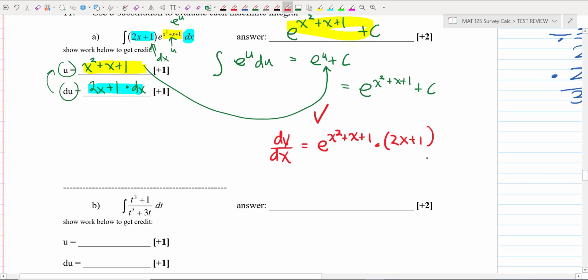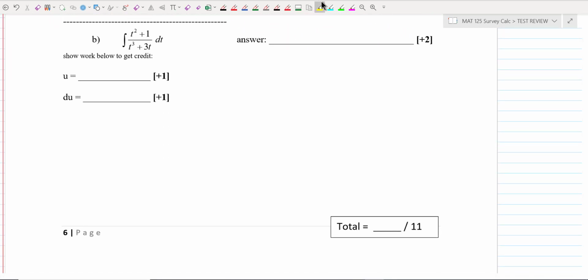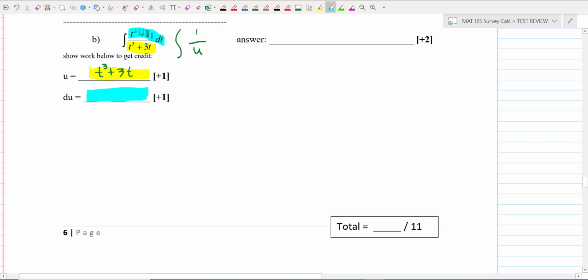Okay, now I'm going to do one more u sub, just to review one more of these. So this one, let's try the bottom. So let's see what we get here. All right, so let's let u be t to the third plus 3t. Now, that would give us maybe a 1 over u integral or something, which makes me think of a natural log. But the key here is you're hoping that du is what's left over. What's left over is t squared plus 1 dt.